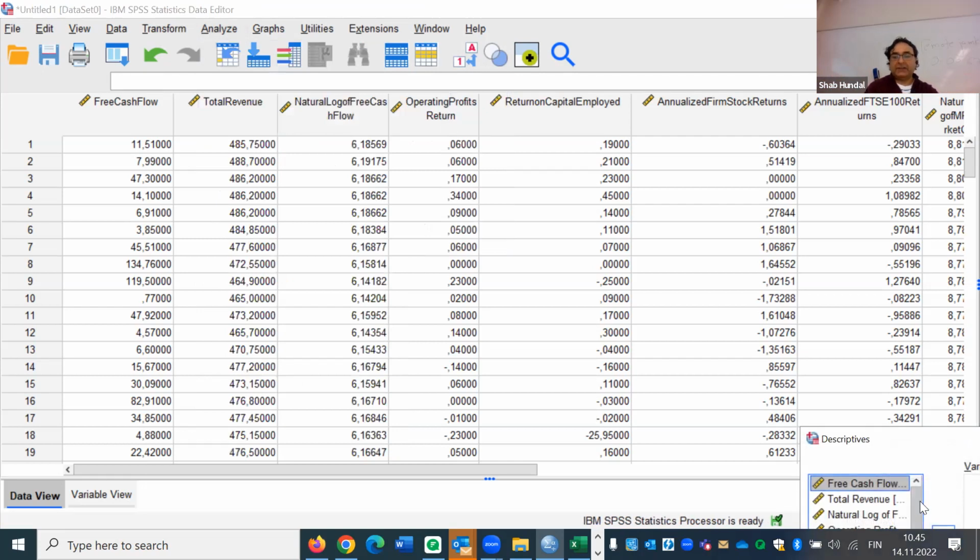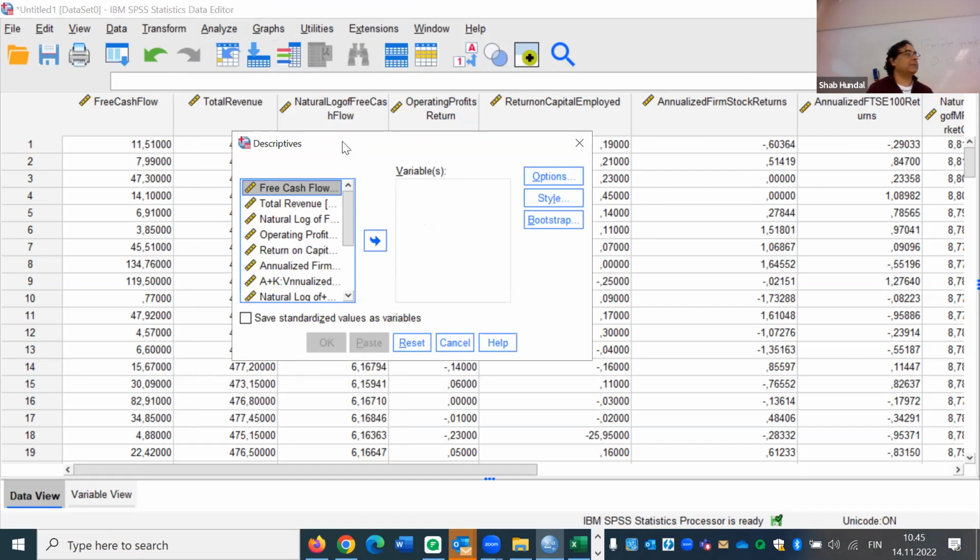All right, so now we go to analyze, descriptive statistics, and descriptive. And here you can see that we have this kind of dialog box. Do you see it? I would say you can put the variables one by one. I always call it, it reminds me of a football pitch, the football match. This is your football pitch, the ground where you play football.